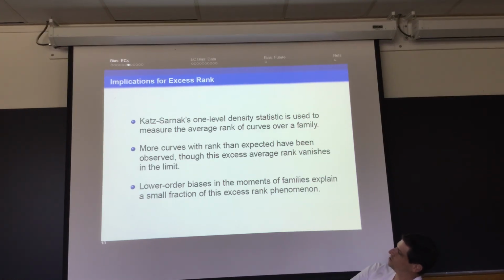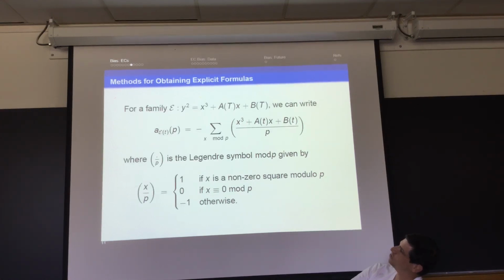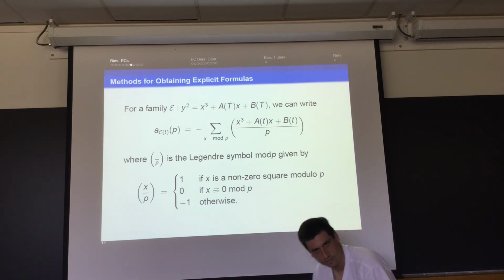All right, so implications for excess rank. I'm not going to go into this too much. Methods for obtaining the explicit formula. So if I have an elliptic curve, these numbers are defined as follows. It's negative the sum of x mod p of the following. So this is the Legendre symbol. It's 1 if this is a square mod p that's not 0. It's 0 if it is 0 mod p. And it's negative 1 if it's not a square.